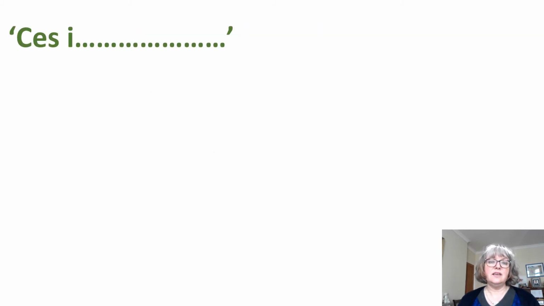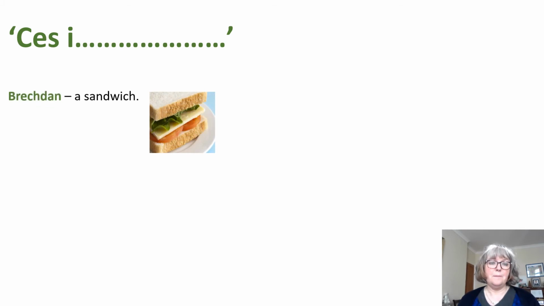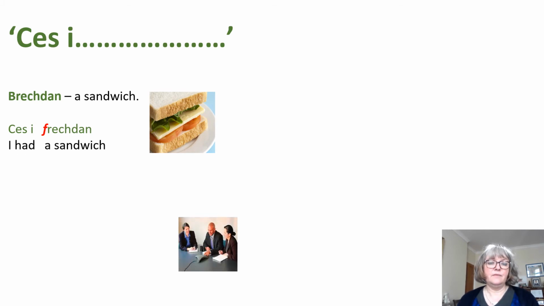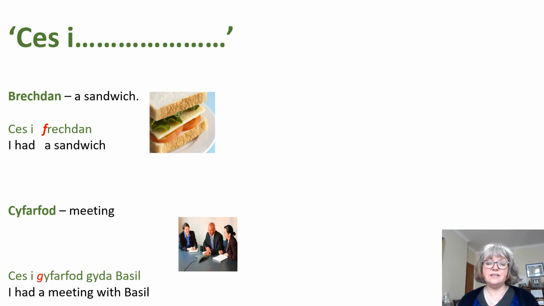So if you wanted to say, I had a sandwich, brechdan is a sandwich, so the B would go to an F. Cesi frechdan. A meeting is cyfarfod. So cesi gyfarfod gyda Basil, I had a meeting with Basil.